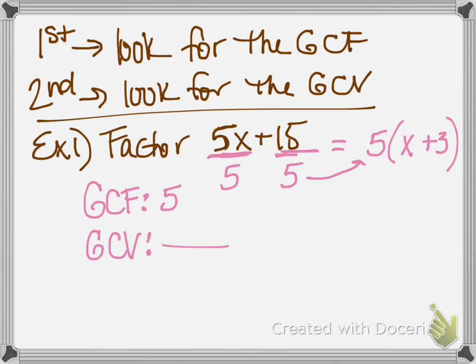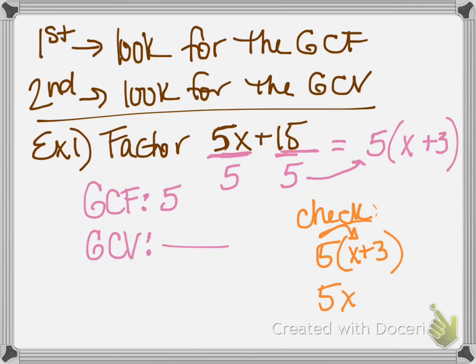Now, I can check this by distributing it back. Excuse me. Yikes, that one snuck up on me. Okay, so I can check by distributing. So 5 times x plus 3, 5 times x is 5x, and 5 times 3 is 15, which is exactly what I started with. So I know that I'm correct. Let's look at the second example.